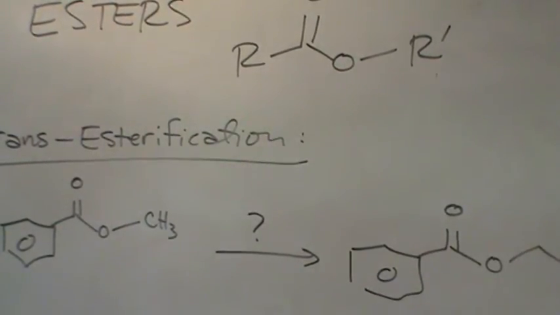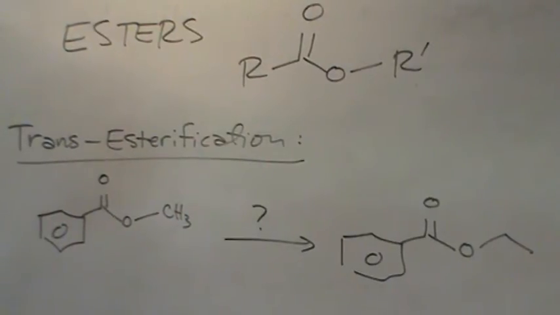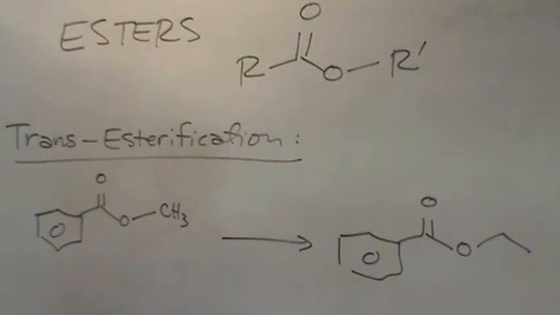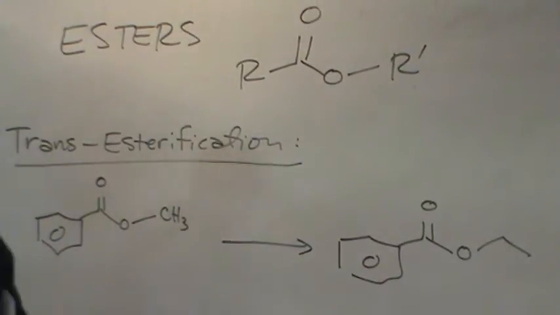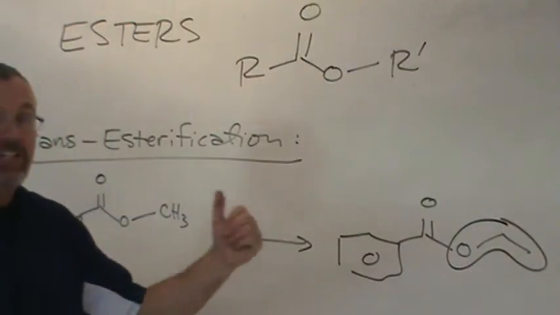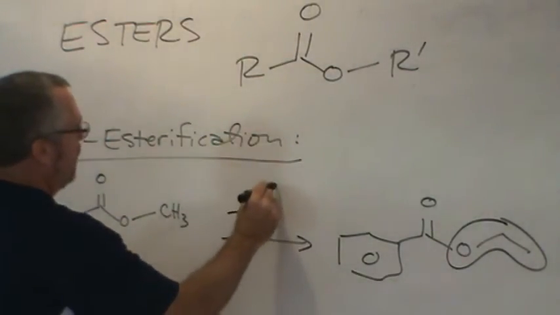So, how to do it? Well, the easiest way to do that would be through a transesterification. What you do is you take advantage of the fact that you're adding, or at least you're going to add, an ethoxy group, which is no doubt going to come from ethanol.